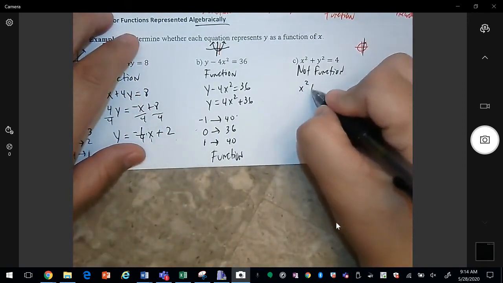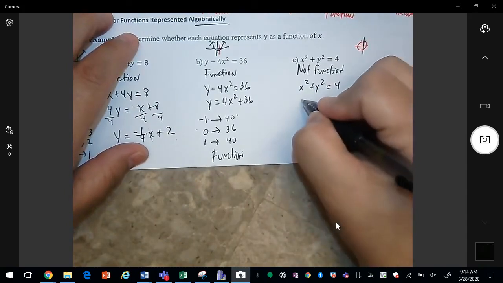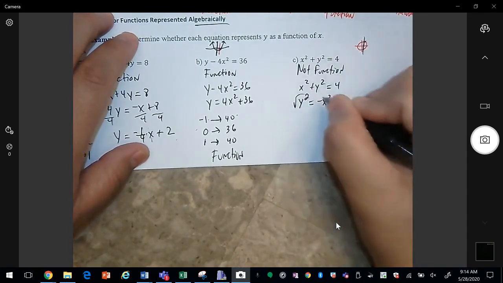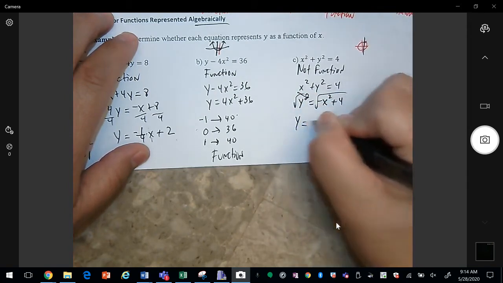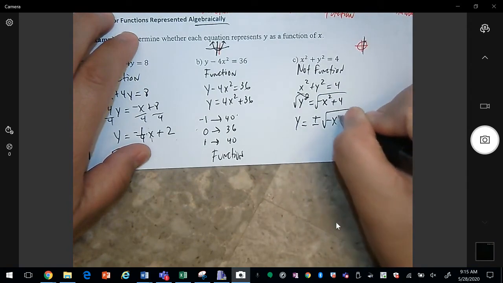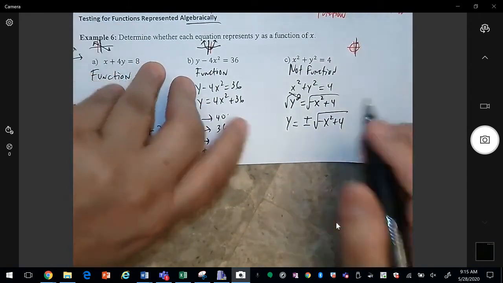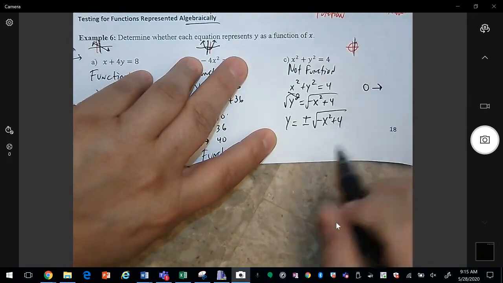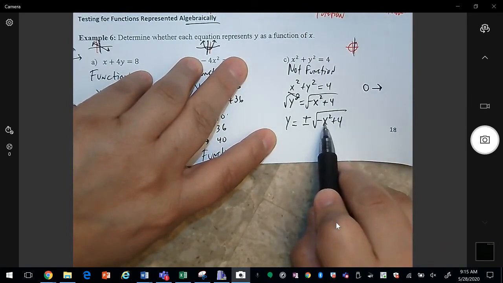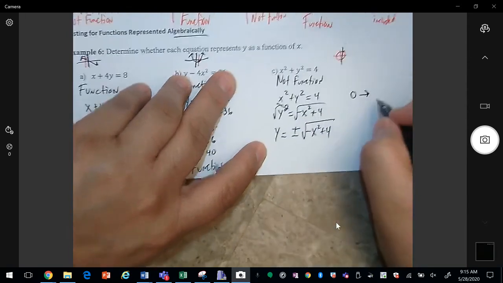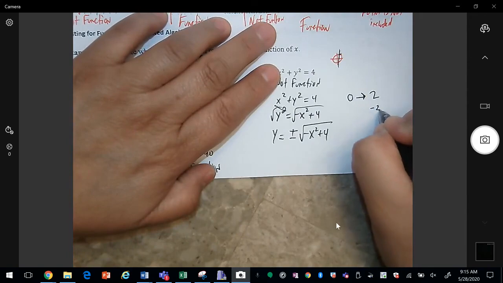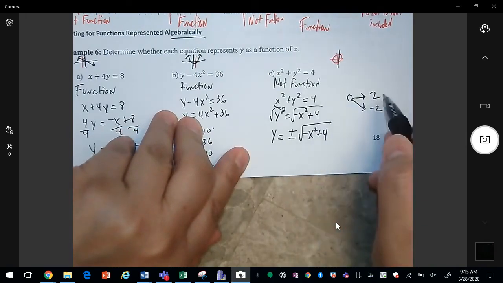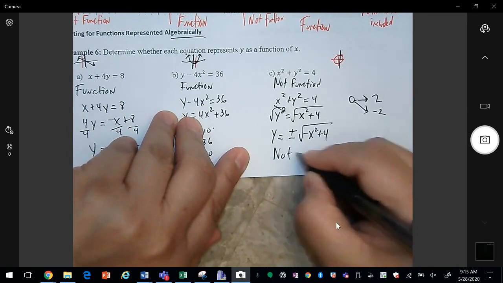And then the last one, I want to solve for y, so I'm going to subtract x squared on both sides. And to solve for y, I need to take the square root. So y is plus or minus the square root of -x squared plus 4. And so if you notice here, if I use 0, then 0 is going to give me 0 here, plus 4 is 4. The square root of 4 is going to be 2 or -2, since we have the plus or minus. So you can see that 0 is giving me two answers, 2 and -2. Therefore, this is not a function.